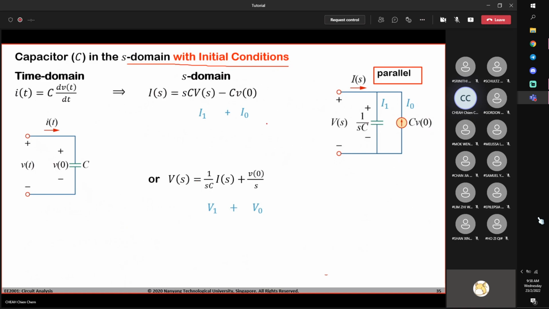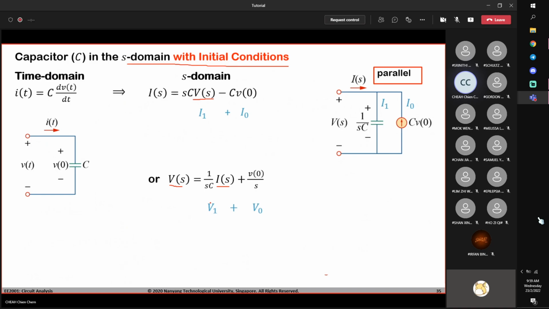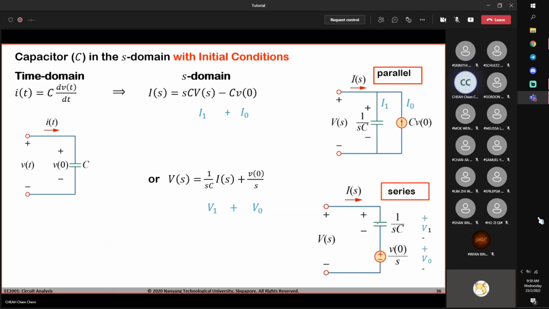If you want to express it in series, then what you need to do is just rearrange this equation. Here you express current in terms of voltage. Here you express voltage in terms of current. So you just manipulate these equations to express voltage in terms of current. Now the left-hand side is voltage, so the two components on the right-hand side should be voltages: voltage 1 plus voltage 0. This basically means it's series.